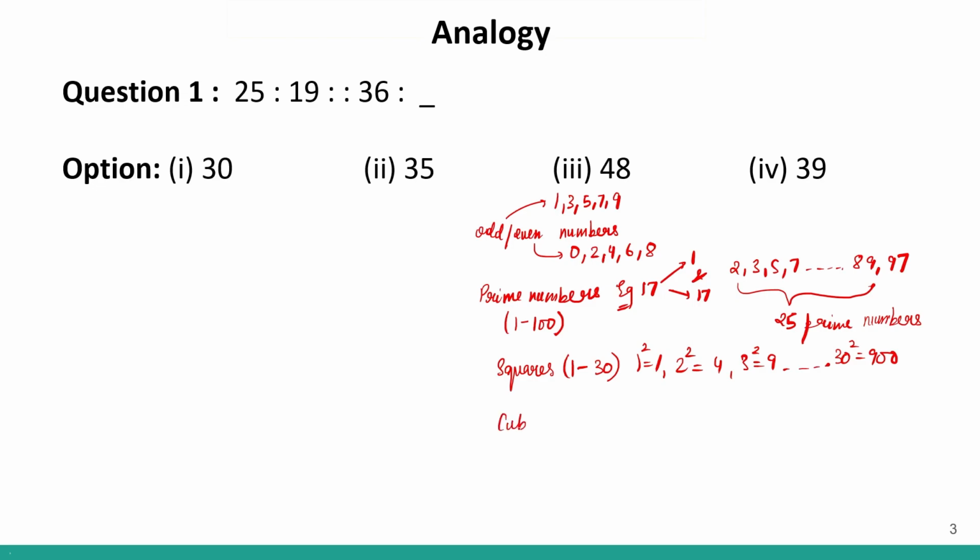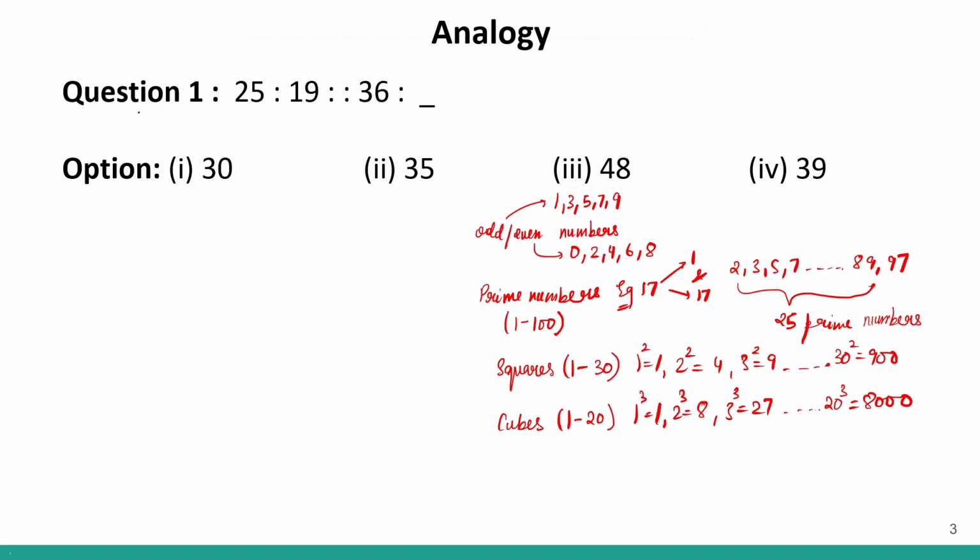And we should know cubes of at least 1 to 20. So 1 cube is 1, 2 cube is 8, 3 cube is how much? 27, and up till we should know 20 cube, which is 8,000. So this much information we need to retain in order to solve questions on analogy, especially number analogy, easily.